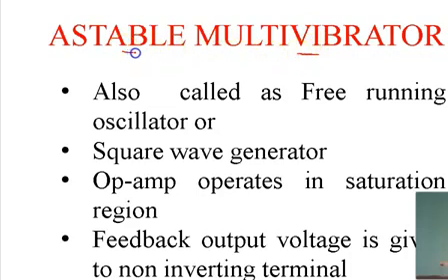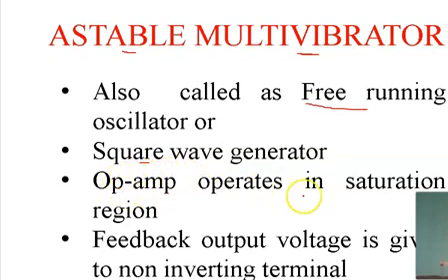Now, let's see why it is referred to as an astable multivibrator. There is no stable state, and that's why it is referred to as an astable multivibrator. It is also referred to as a free running oscillator. It is used to generate a square wave, and hence it is also called a square wave generator.